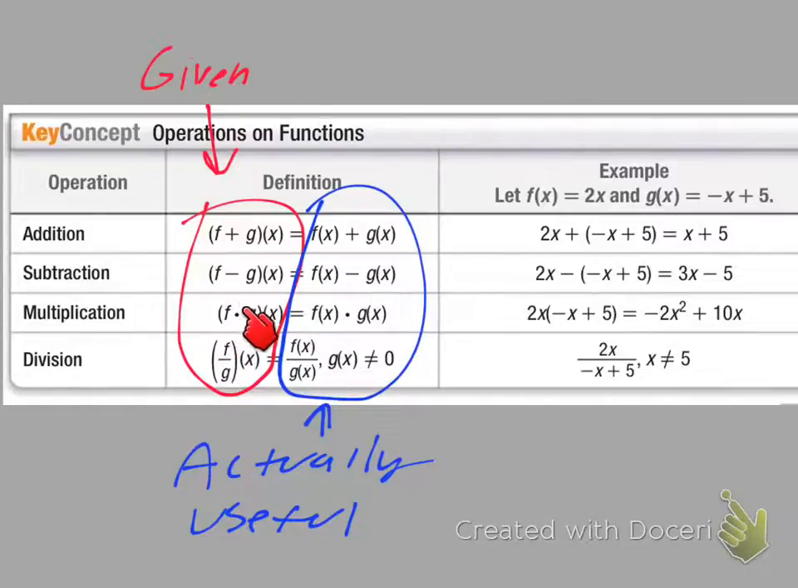Multiplication down here, f times g of x is f of x times g of x. f of x is 2x, g of x is negative x plus 5. Multiply them together, distribute the 2x. Negative 2x squared plus 10x. Those three are normal as far as the operations go. Combine like terms, distribute, what we've been doing. Questions on those three?